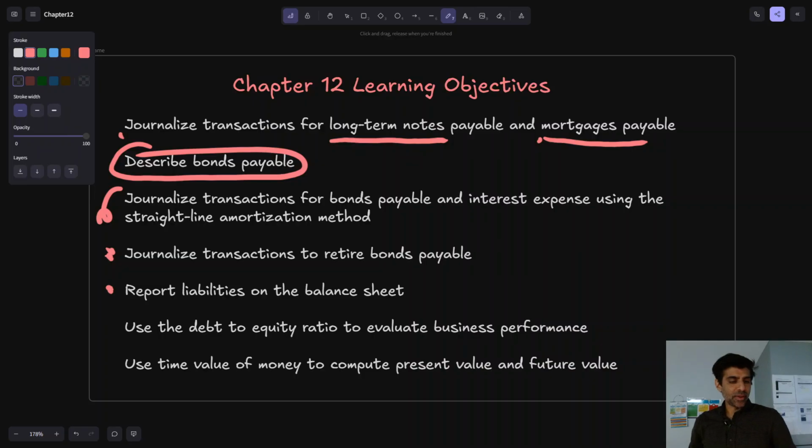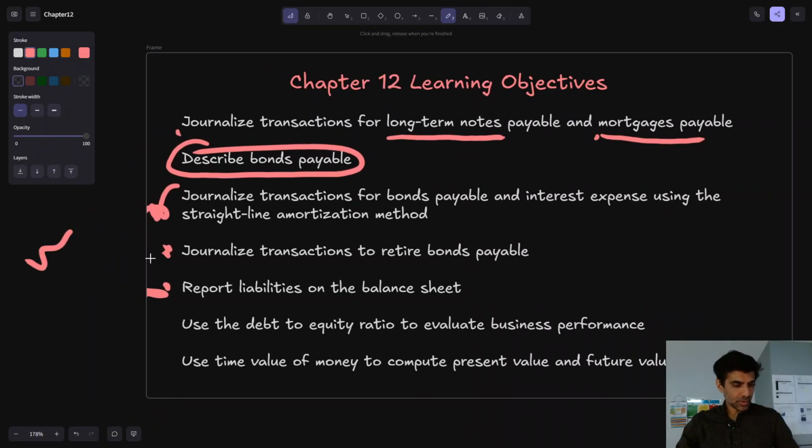We'll look at, this is related to this. These two are related to each other. So we'll talk about how companies report liabilities on the balance sheet.